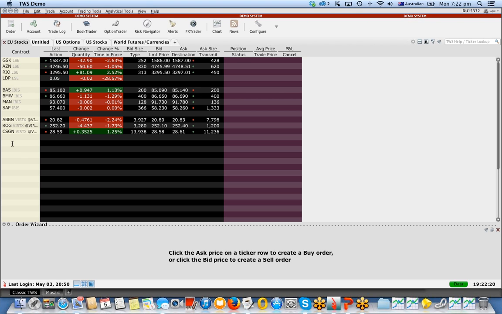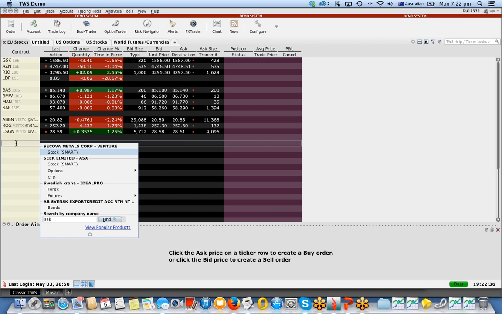Okay, so let's start from the very, very beginning. You can see this is metrics, and the first step is to add the stock which you want to trade. Say we would like to trade SEK, S-E-K. We put these letters and then enter.